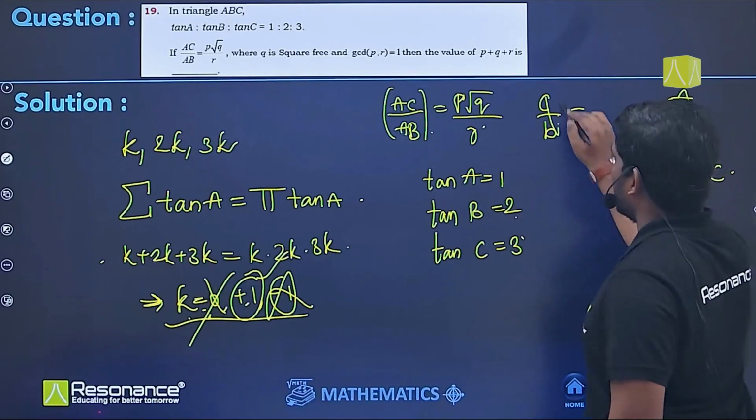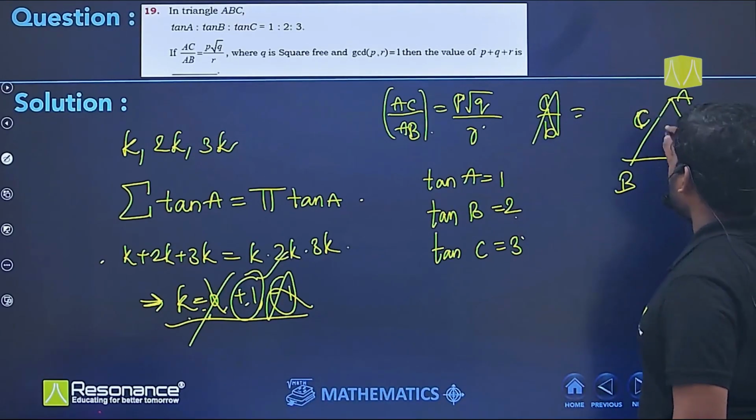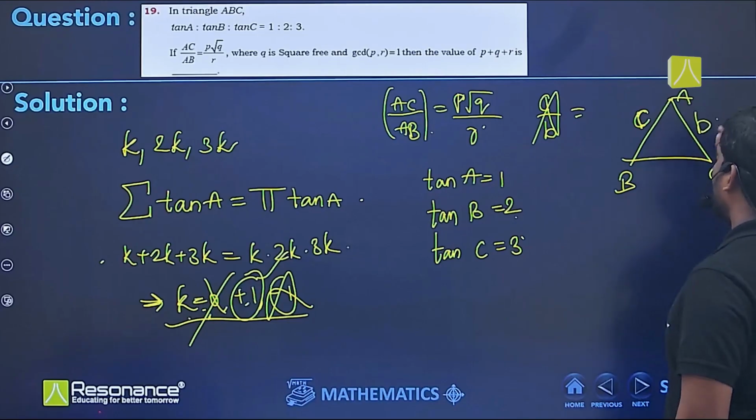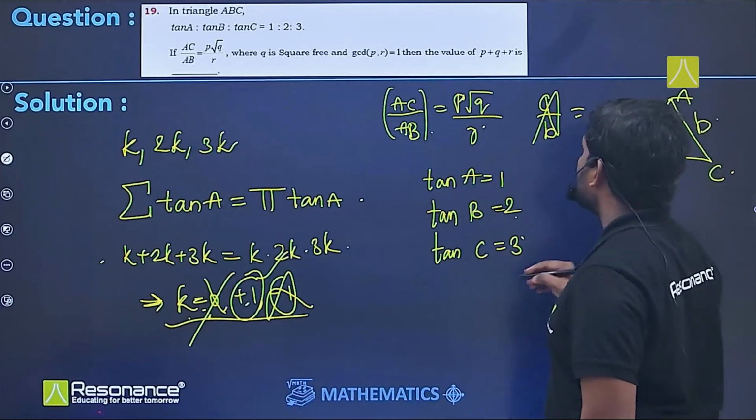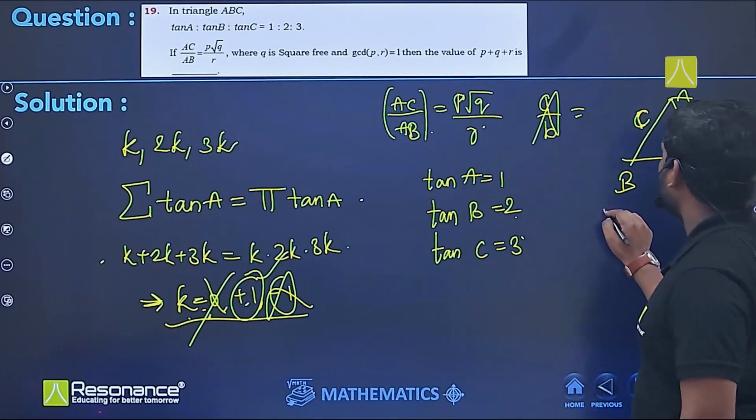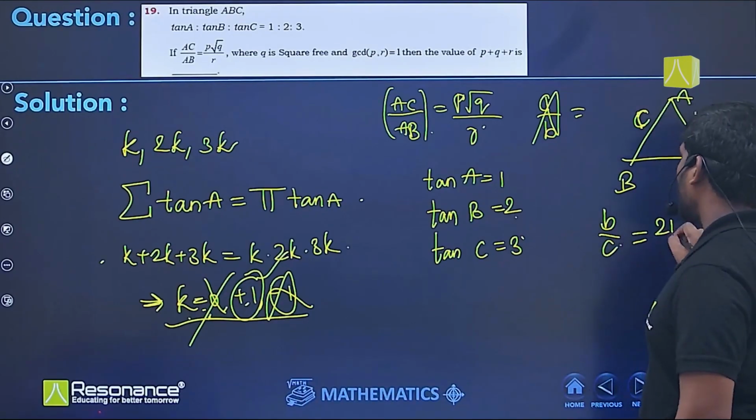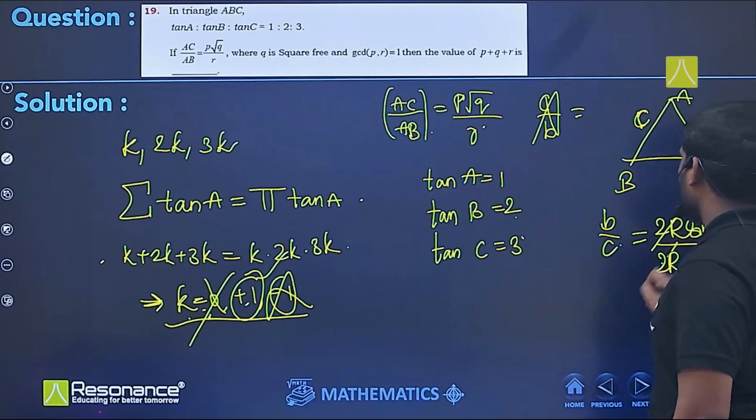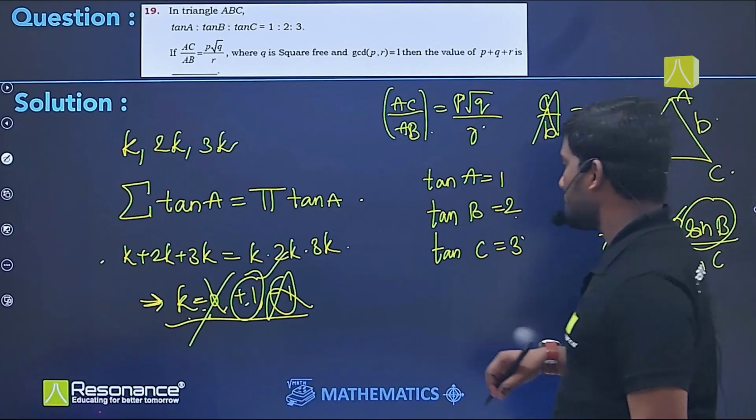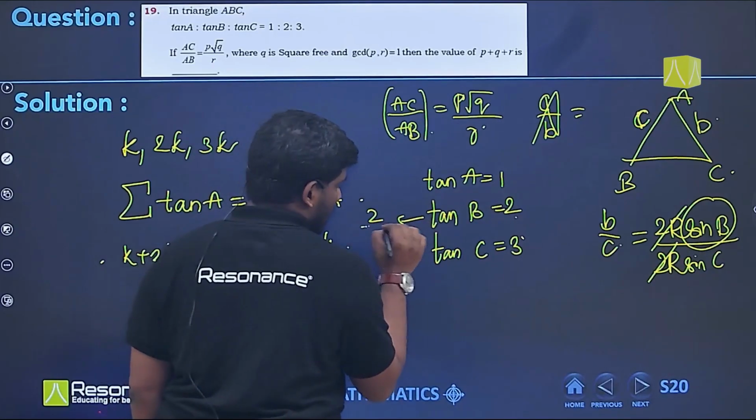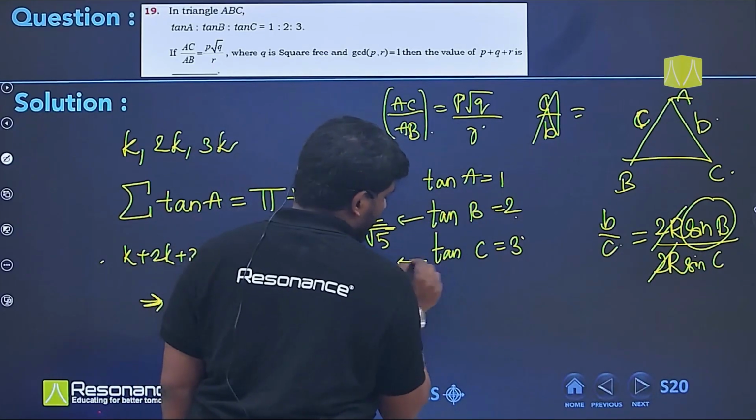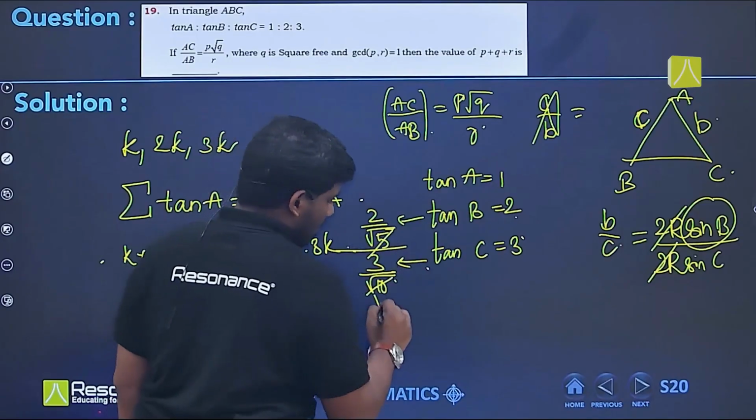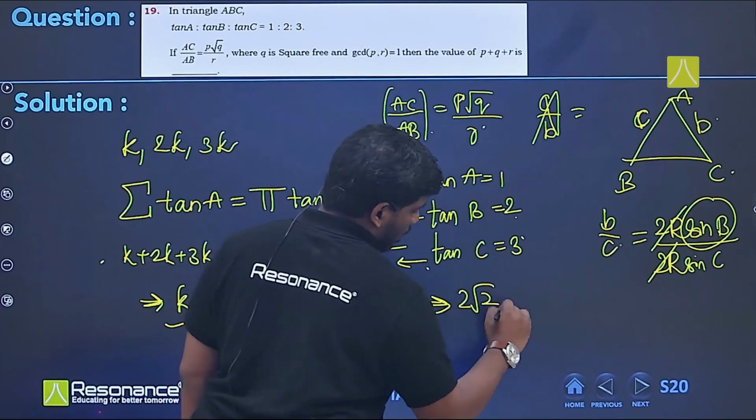AB, C, sorry. AC will be C, the side opposite to the angle of C can be called C, and the one opposite to vertex B can be called B. So AC by AB will be B by C, which will be 2R sine B by 2R sine C. Now this is sine B by sine C. So sine B can be understood as 2 by root 5, and from here sine C can be taken as 3 by root 10. So sine B by sine C will be what? 2 root 2 by 3.